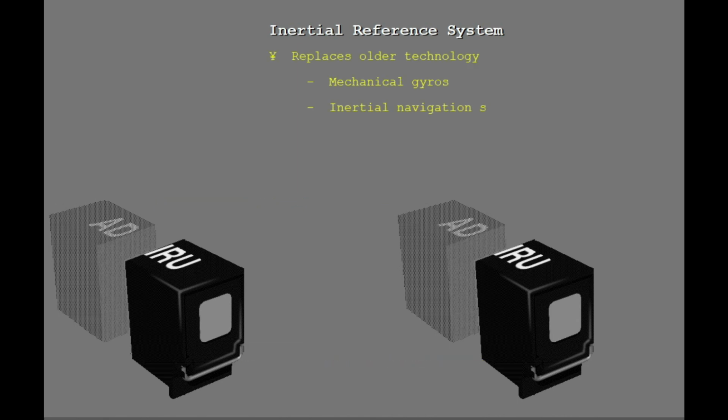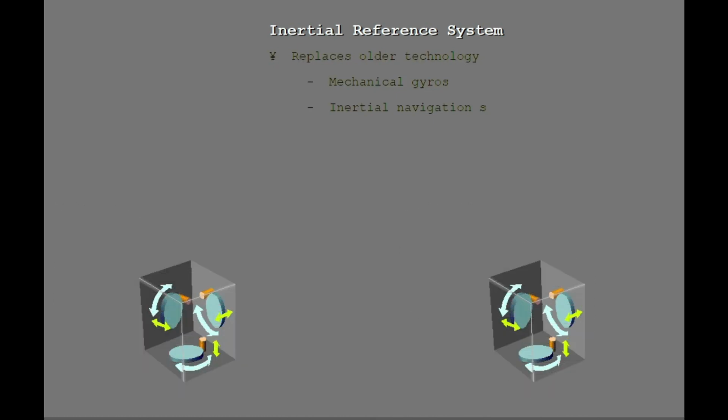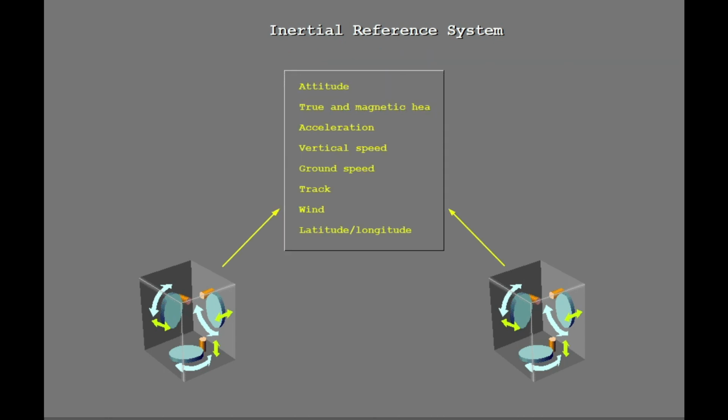The 737 IRSs replace the mechanical gyros and inertial navigation systems used on older technology airplanes. The IRSs contain electronic sensors and non-mechanical laser gyroscopes, which measure airplane movement in all three axes. Signals from the sensors are used to calculate attitude, true and magnetic heading, acceleration, vertical speed, ground speed, track, wind, and the airplane's latitude and longitude position.